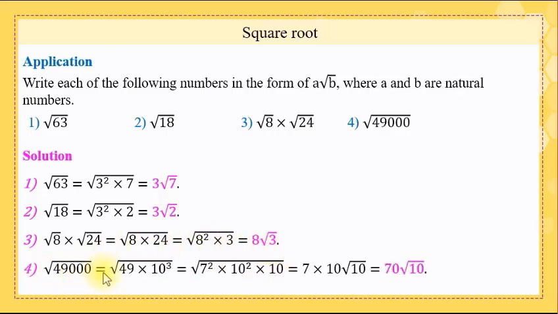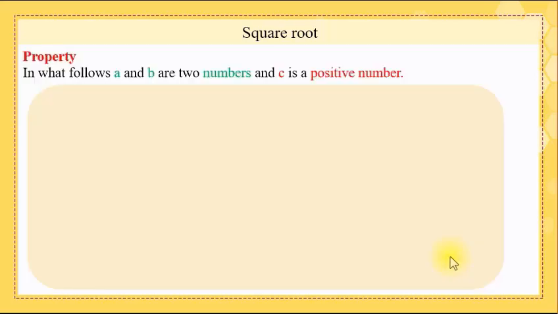Radical 49,000, so radical 49 times 10 power 3. 49 is written as 7 power 2, and 10 power 3 decomposes into 10 power 2 times 10 to the power 1, and then we move the squared numbers outside the radical to get 70 radical 10.